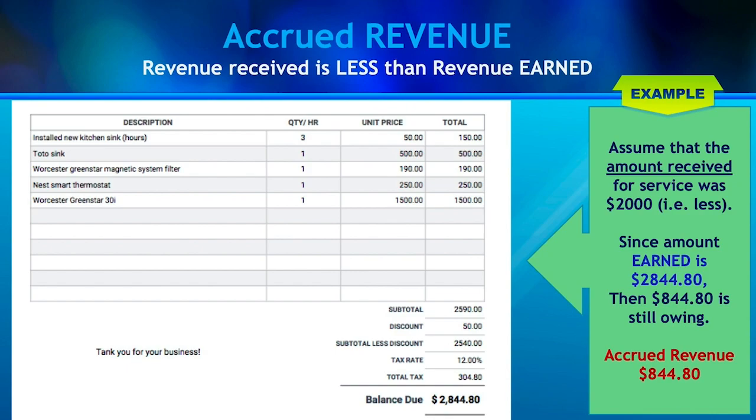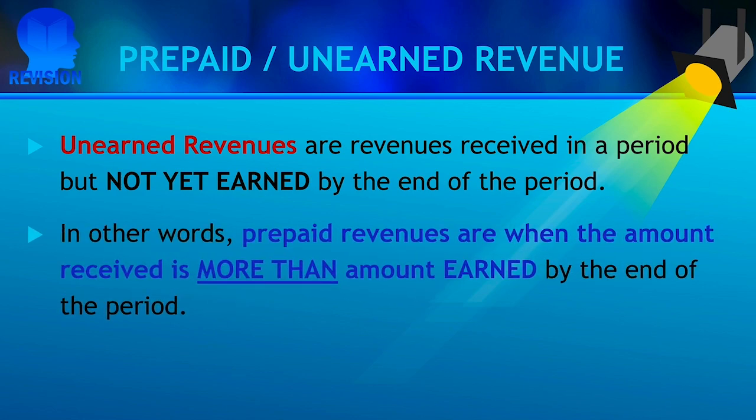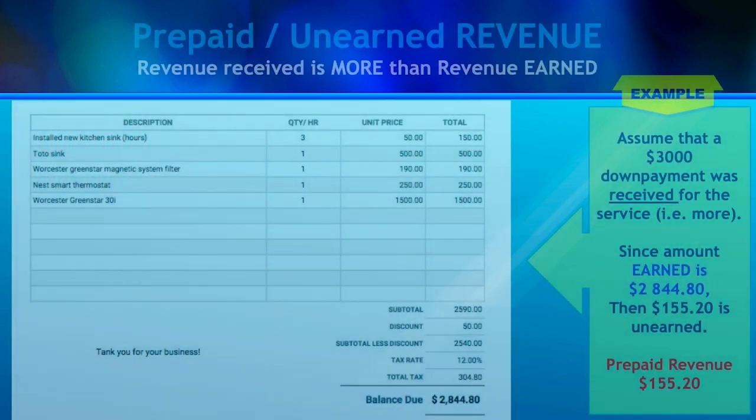$844.80, which means it's still owing or still accrued. Prepaid revenue would be revenue received in a period but not yet earned by the end of the period. So we also call it unearned revenue. You have received money but you have not earned it as yet. So prepaid revenues are when the amount received is more than the amount earned. So accruals, once again, would be less than. Prepayments would be more than the amount earned.